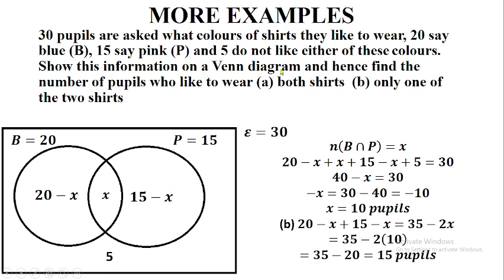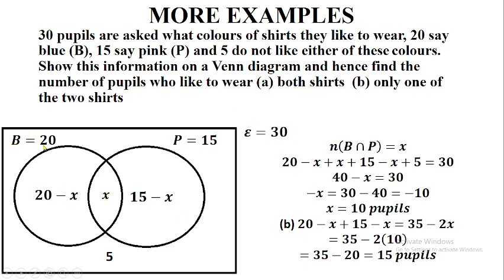Show this information on the Venn diagram and hence find the number of pupils who like to wear both shirts, then only one of the two shirts. Since we are not given the number of students that like both blue and pink, which is this place as well, you can represent it with a variable. So B intersection P, where B represents blue and P represents pink. We don't know it, and that's why we have to find it here. So we can call it X.